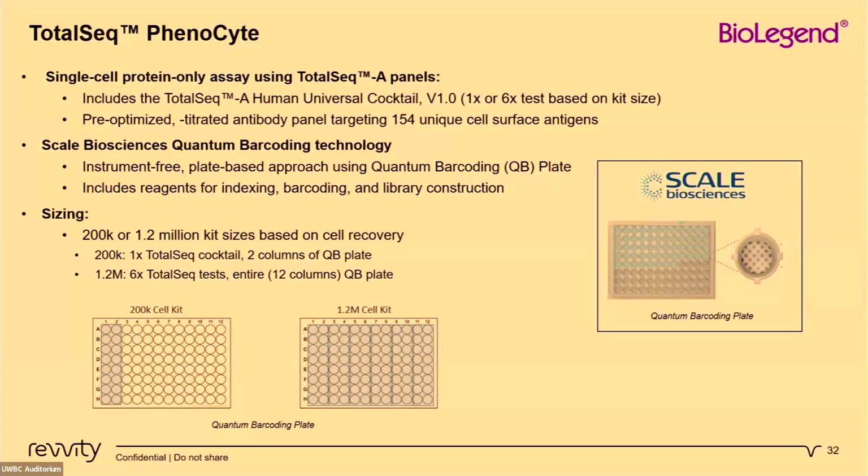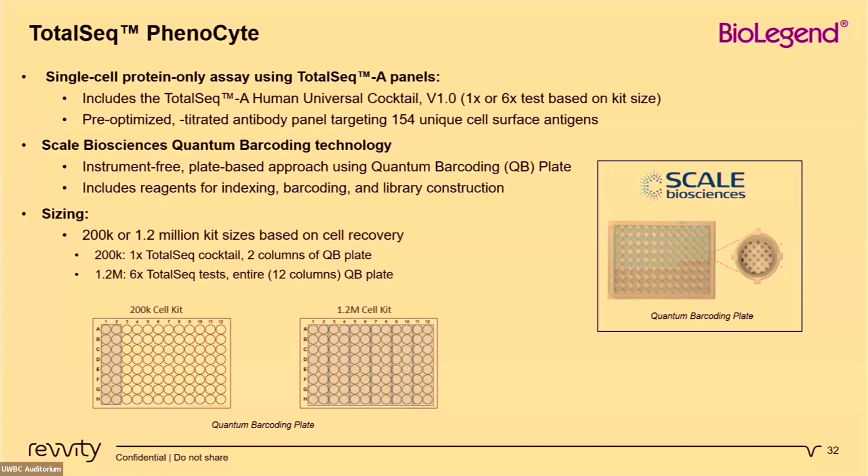So if you don't know what the Scale Biosciences kit is, or the quantum barcoding plate, I'll describe it a little bit here. So again, this is a single-cell protein-only assay, so we're not looking at RNA. We're using the TotalSeq-A universal cocktail here. This kit's going to come in two formats, either a 200,000 cell capture, which would give you one TotalSeq-A cocktail, or 1.2 million cell capture, which will give you 6 TotalSeq-A cocktails. So again, this is the same exact cocktail that we talked about a little bit earlier. Nothing's different about it in this kit.